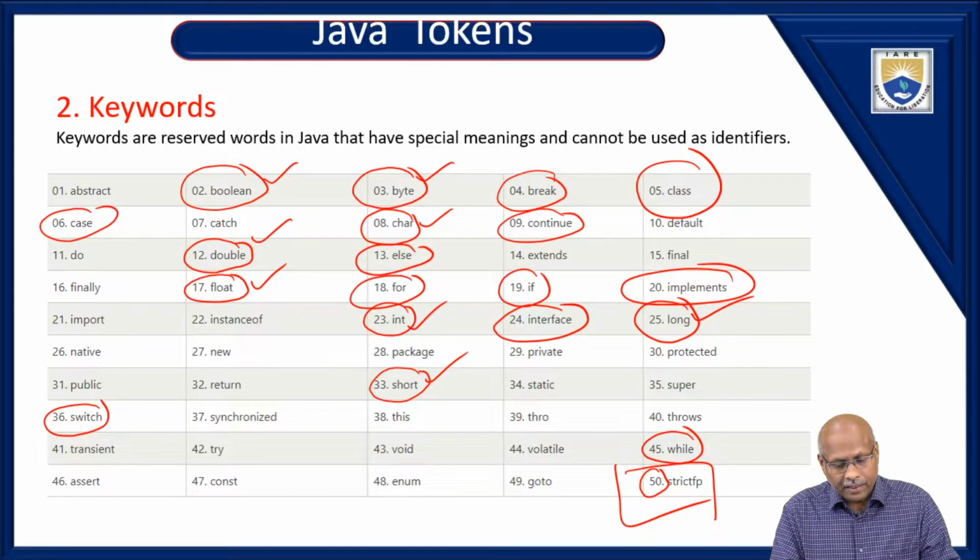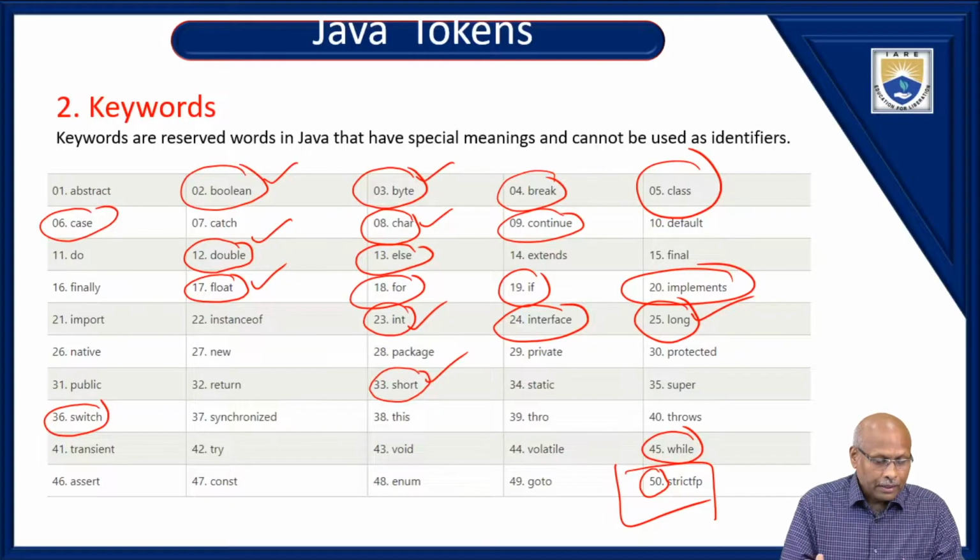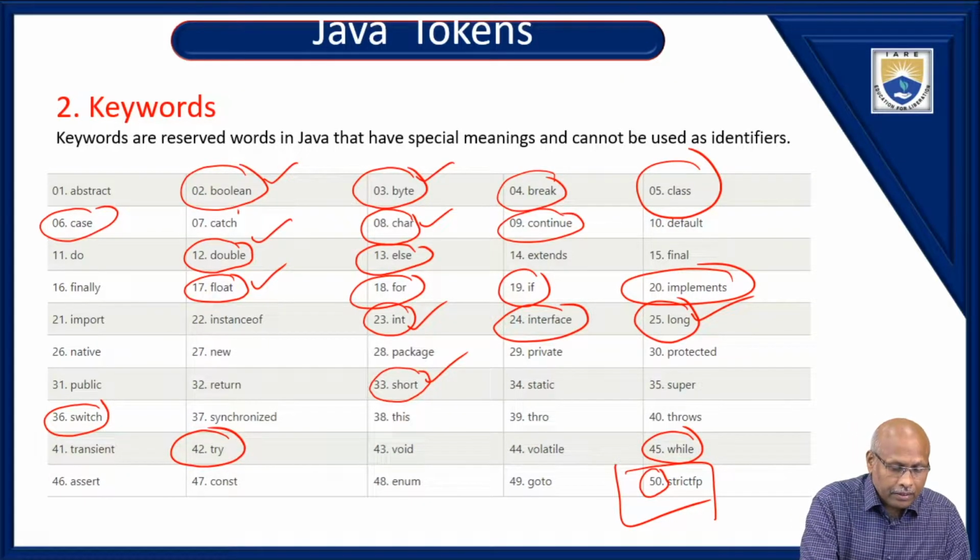Similarly, there are other keywords like exception handling. To handle the exception, there is a set of keywords. Actually, there are 5 keywords. The first keyword is try.